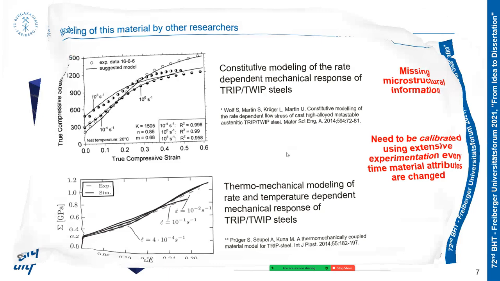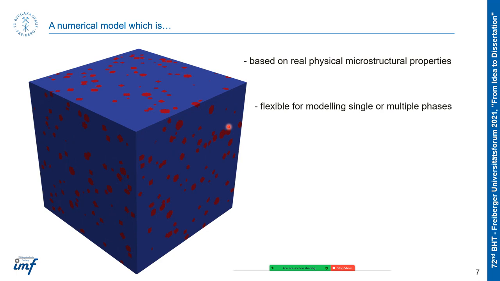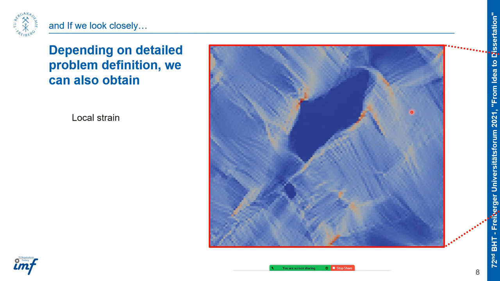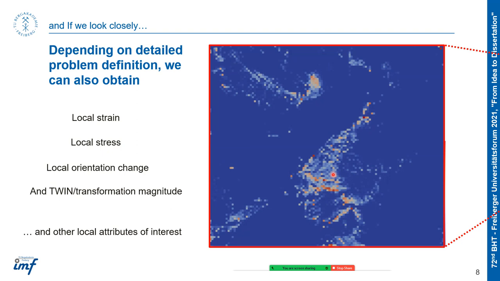And for a nice model, what we want is basically to have our numerical model, which is based on real physical microstructural properties, which is flexible for modeling single or multi-phase materials, which is dependent on the composition of the material, which is dependent on the grain orientation of the material. So all the microstructural attributes. And then we also want the model to be flexible, so we can extract the global results of deformation and also very local results, such as the local strains, such as strains around the particles or how they are distributed in the matrix, the stresses, the local orientation change, the twinning transformation, so all the deformation phenomena which are occurring, and eventually the onset of deformation and damage. So how they are happening and what is going on at this scale. So that's what we would ideally want to have.